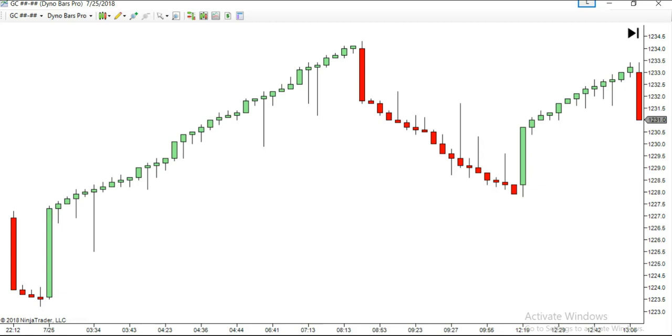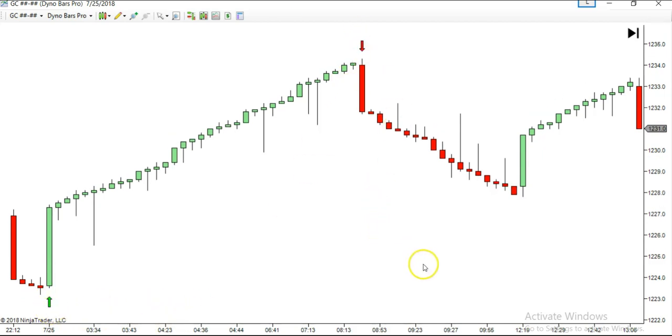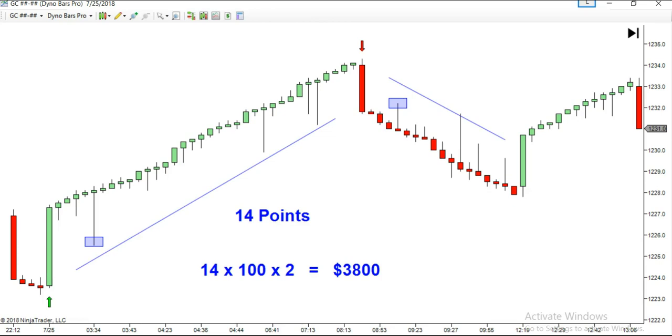These are more of the same signals and the same patterns, right? We get a nice, beautiful long signal on gold right there, and we get a nice short signal right there. Both times, price retraces back into the length of the signal bar, just like that, right? Now, what does this mean? This is what it means, right?